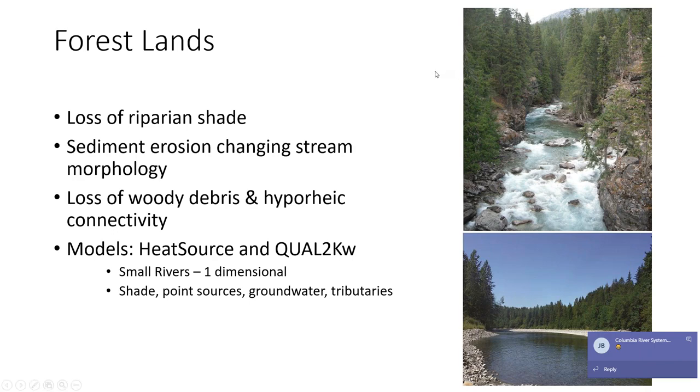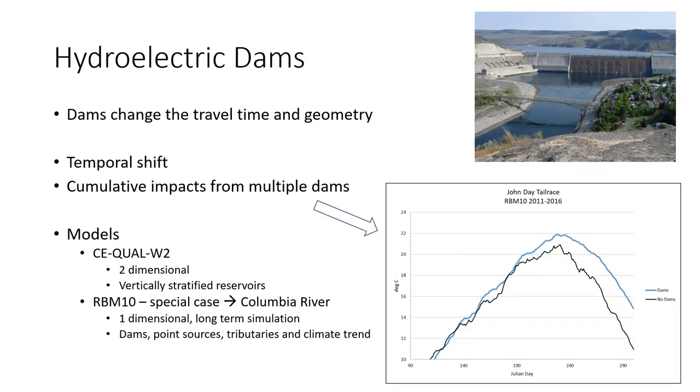Oh, and those models are one-dimensional, meaning they give you a single temperature at a given river location. So they don't give you variation across the lateral width of the river or at depth. It's a single cross-sectional average temperature that these particular models give you. And it's the same, in fact, on the Columbia River model that we're using. Okay, so that's forested lands.